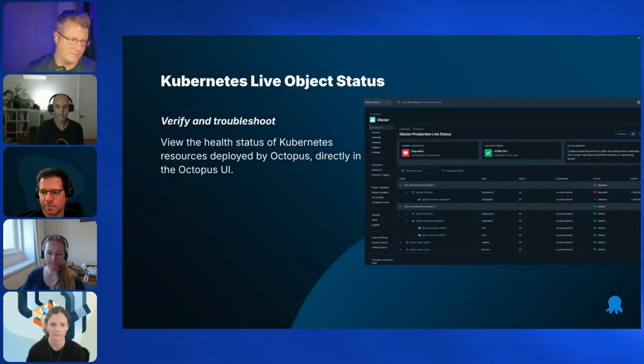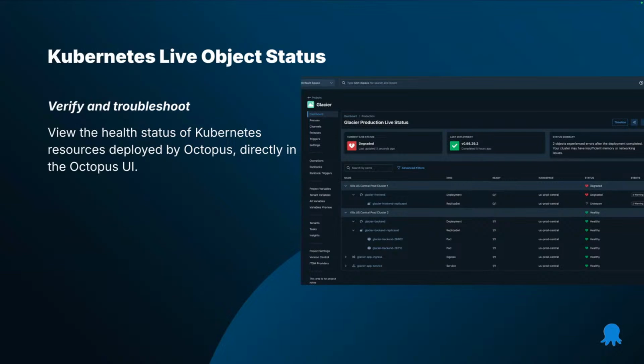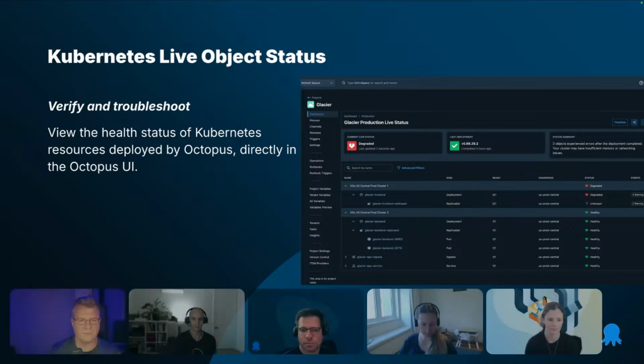First up, we have a few features for those of you who deploy to Kubernetes. This one we call Kubernetes Live Object Status. The reason this is exciting is that this is a new frontier for Octopus. For the first time, it will show the health status of your applications beyond just the deployment.